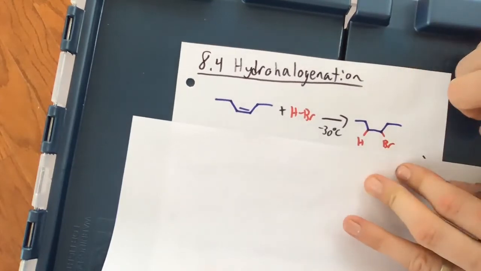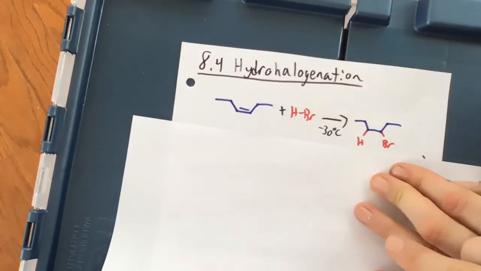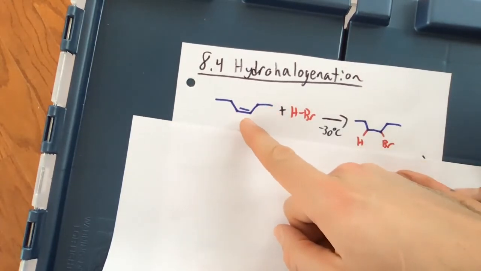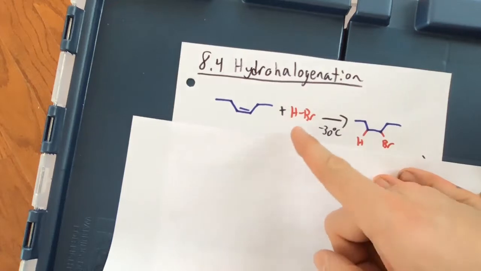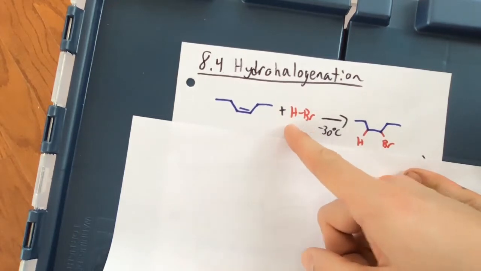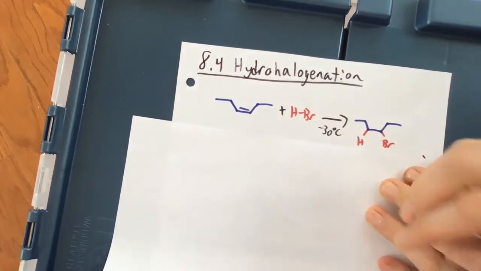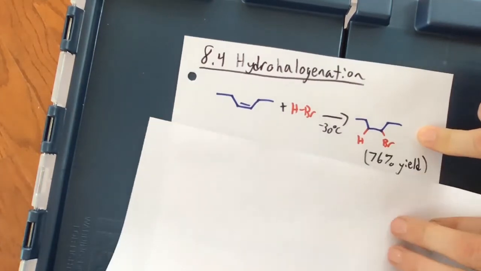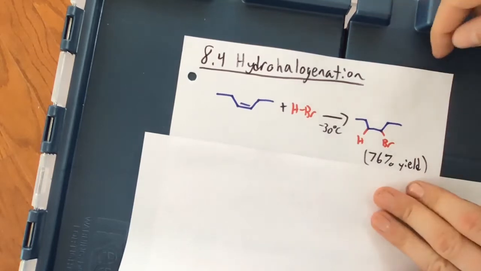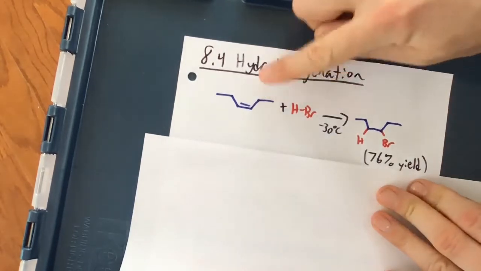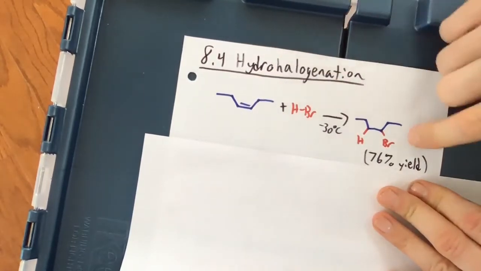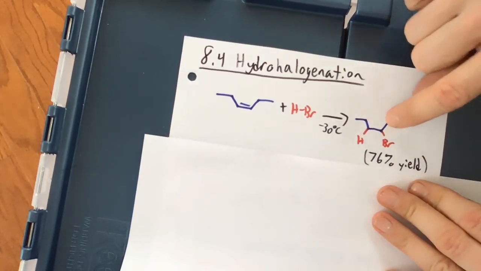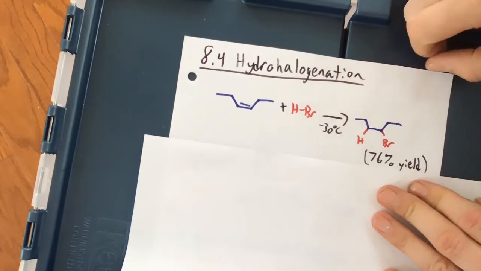So if you perform this reaction on 3-hexene, you add HBr to 3-hexene at a low temperature, you get bromo-substituted hexane in good yield. And it's a good reaction, but this is a symmetric substrate, meaning no matter where the H and Br are, whether here or flipped, it's the same molecule.